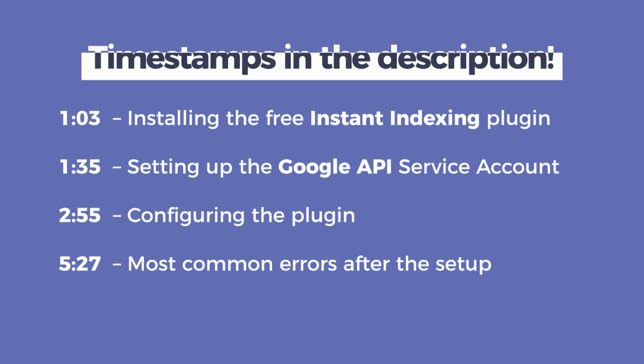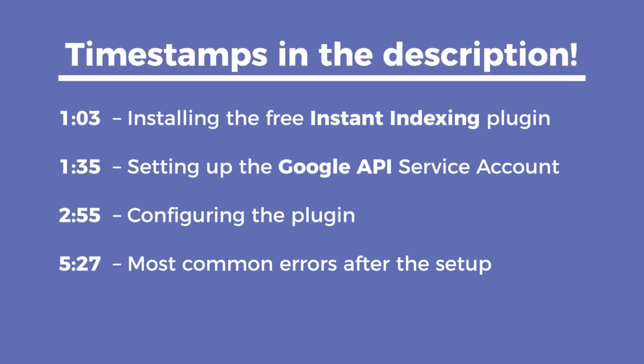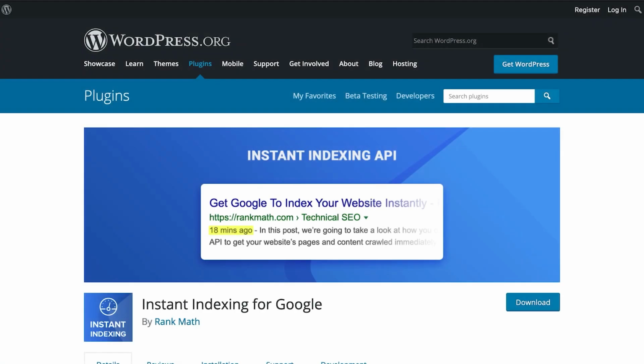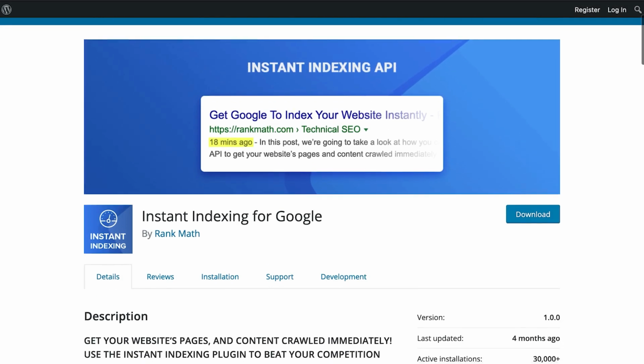There are 3 major steps to getting your website crawled immediately: installing the free Instant Indexing plugin, setting up the Google API service account, and configuring the plugin. You can use the timestamps in the description to jump to them or to the most common errors that appear after the setup. Step number 1 is to install the free Instant Indexing plugin.